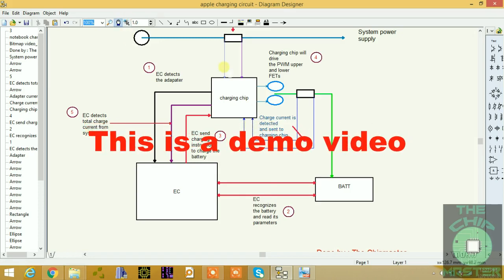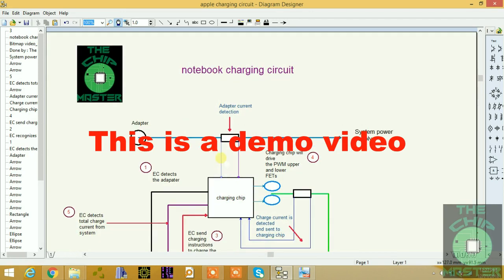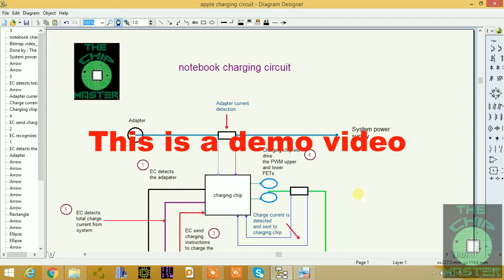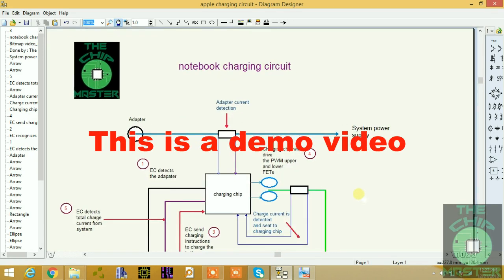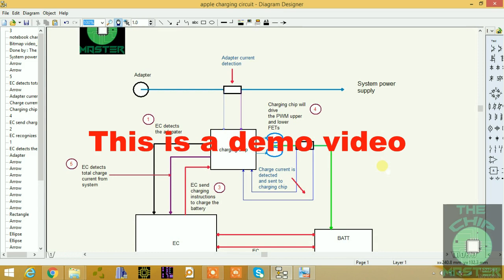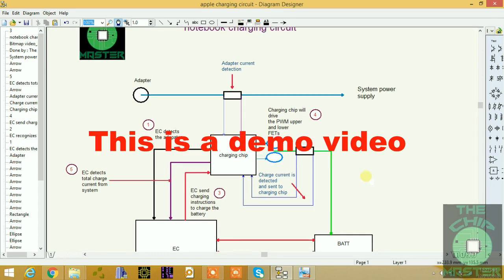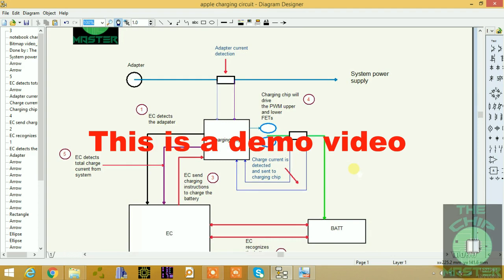In this class we're going to talk about the notebook charging circuit. The notebook charging circuit can be a very complex circuit to understand, just like the CPU power supply. This charging circuit takes some experience and practice to understand the methodology and the steps of how to check the charging circuit.